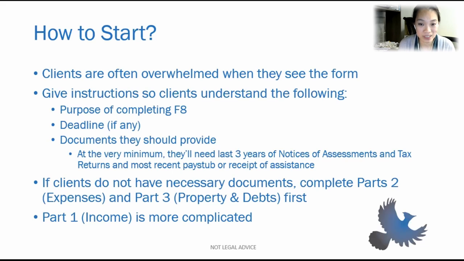I always tell clients to start with the expenses first. So part 2 of the F8 or part 3, the property and debts, because relatively those 2 sections are easier than the income section, which is a bit more complicated.